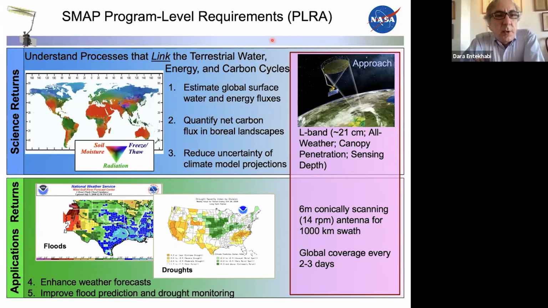This mission has a set of 5 high-level program requirements. So these are in our contract with NASA to deliver on these science and application questions. And the first one, as you see in the title, is one of the questions that I put on very early on. How are the water cycle, energy cycle, and carbon cycles linked over land surfaces?